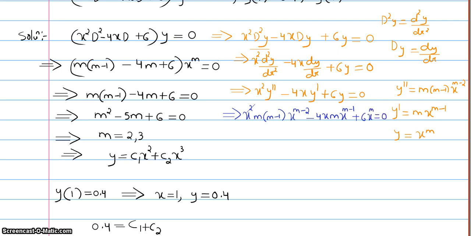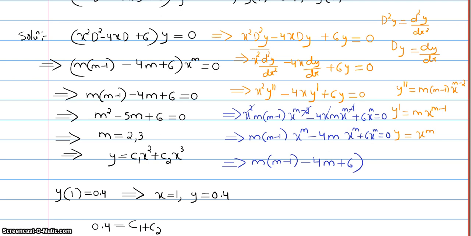So x square and x raised to minus 2 can be cancelled. x and x raised to minus 1 will be cancelled. We will get m into m minus 1 into x raised to m minus 4m into x raised to m plus 6x raised to m equal to 0. All the terms contain x raised to m as common, so we can take it outside: m into m minus 1 minus 4m plus 6 into x raised to m equal to 0. The auxiliary equation will be contained in this bracket term.